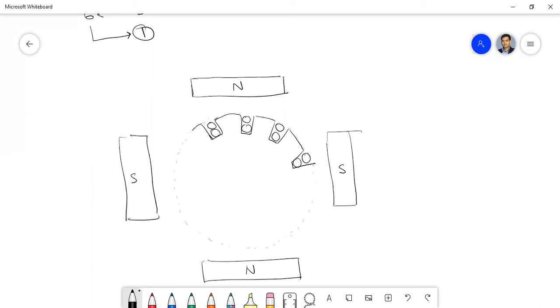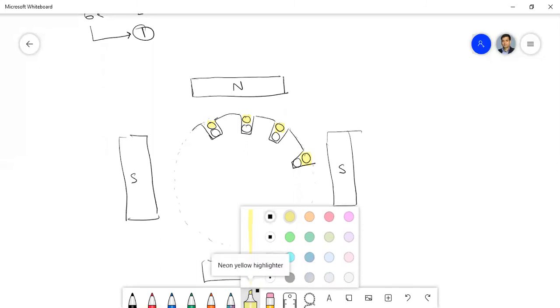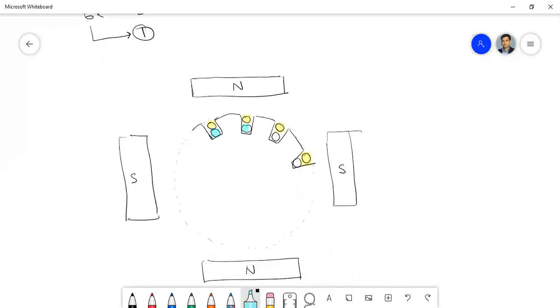Now, as you know, there will be 2 coil sides. So one is top, another is bottom. So these are the top coil sides, and these are the bottom coil sides. Okay, and if we number the slots, don't number the slots.